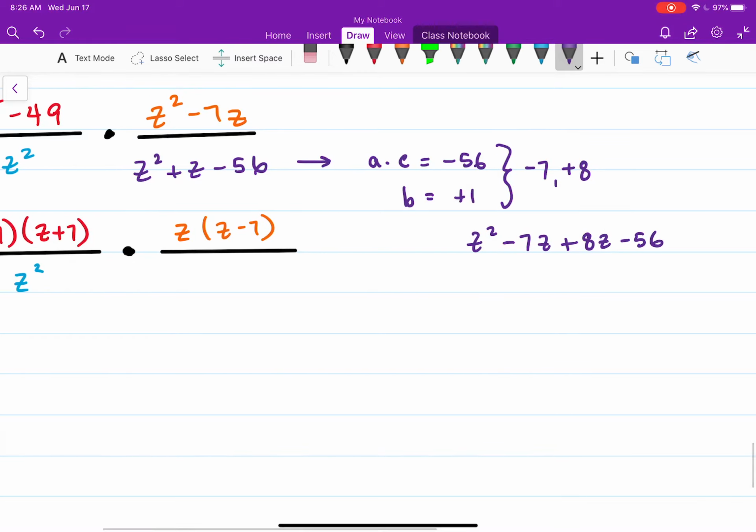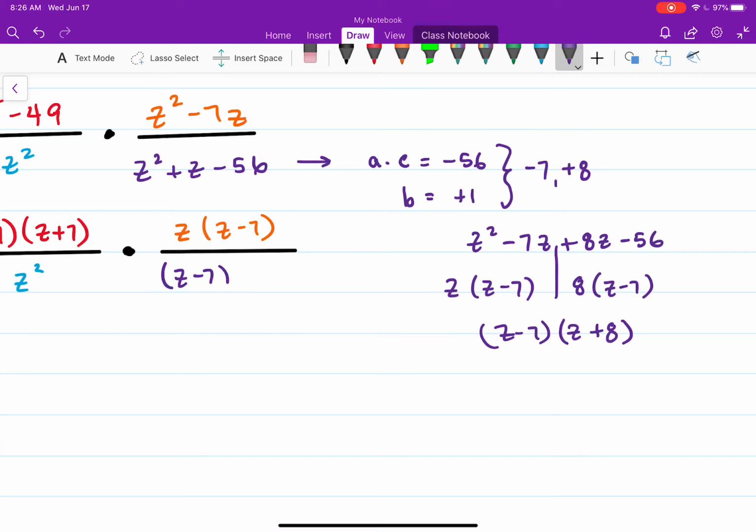Down the middle. GCF in the first group is a z, leaving me a z minus 7. GCF in the second group is 8, leaving me a z minus 7. So I got a z minus 7 and a z plus 8. Okay, so that's where it's going to be. Z minus 7, z plus 8.